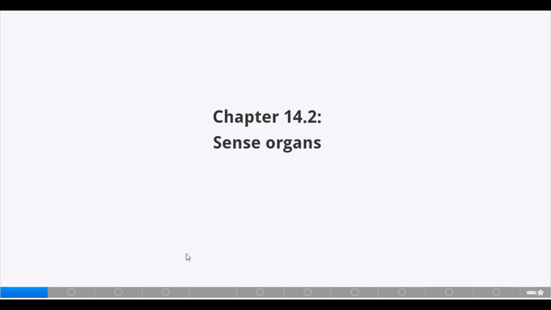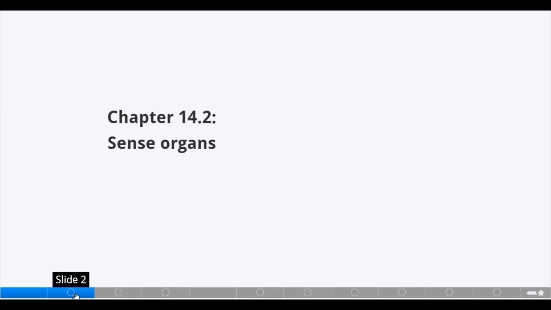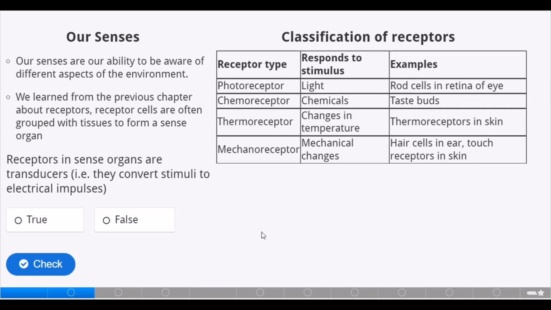Today, we'll be looking at sense organs. Our senses are our ability to be aware of different aspects of the environment. We learned from the previous chapter about receptors. Receptor cells are often grouped with tissues to form a sense organ.